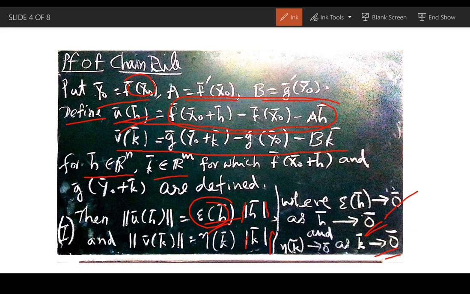Similarly, since g is differentiable at y naught, equal to f of x naught, eta of k tends to 0 as k tends to 0. Hope you understood so far.